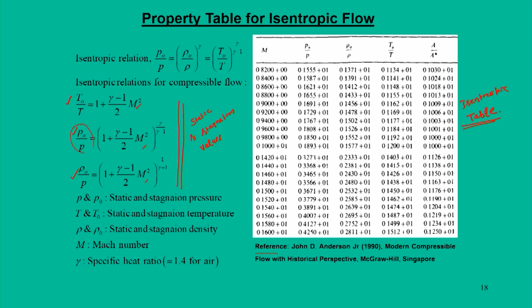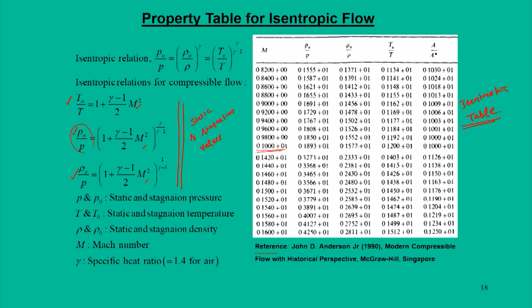For example, if you know the Mach number, then from the table we can calculate. Let us say we are looking at Mach 1. So, Mach 1 falls here. For this Mach number we can find the stagnation temperature ratio, stagnation pressure ratio, and stagnation density ratio.